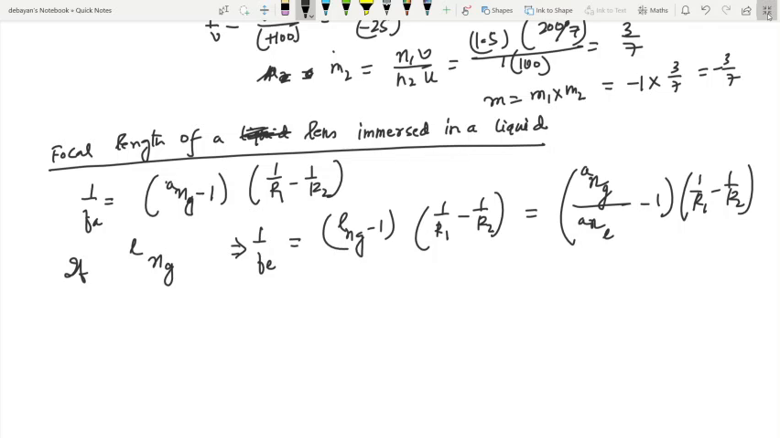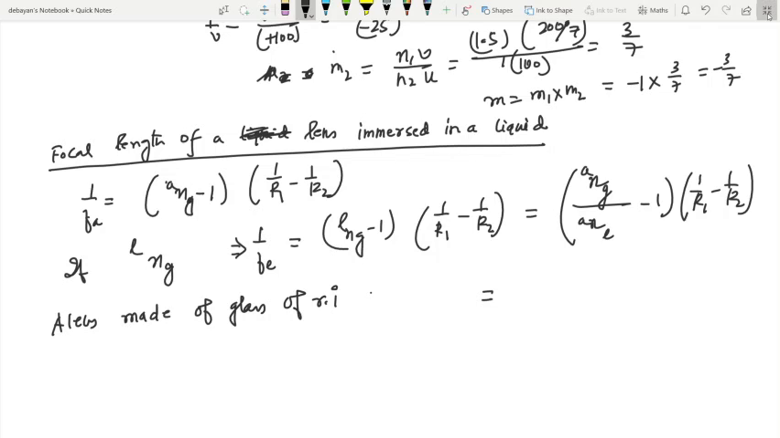So the thing is that here we see if the refractive index is like this, then we can just use the formula to find it. For example, we have a lens made of glass whose refractive index is 3/2, whose focal length is 20 centimeter in air. So the questions that will come are like that.